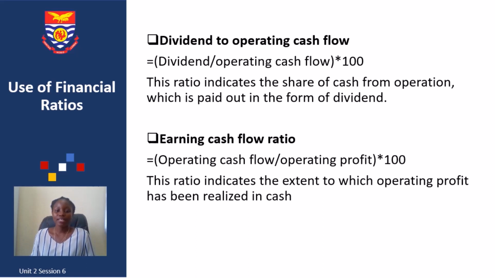Then we have the earning cash flow ratio, and that's the ratio of operating cash flow to operating profit multiplied by 100. This ratio indicates the extent to which operating profit has been realized in cash. A high earning cash flow ratio is always desirable because it shows that the firm has a sound liquidity position. In other words, the current assets are more than enough to cover the current liabilities of the firm, and the firm is able to realize enough cash for its operating activities.